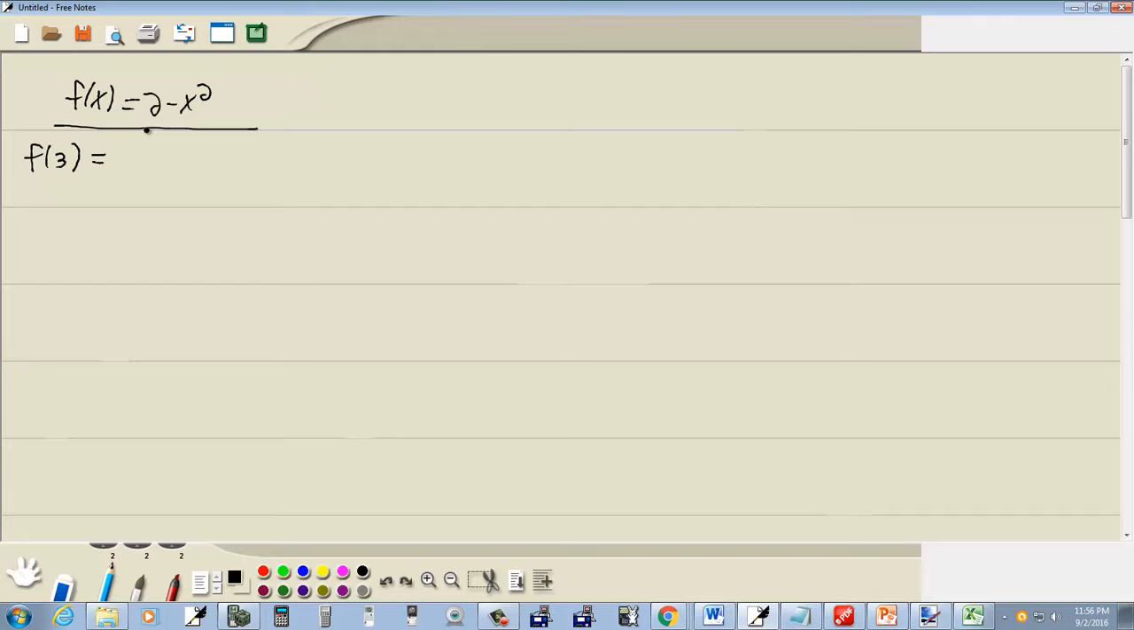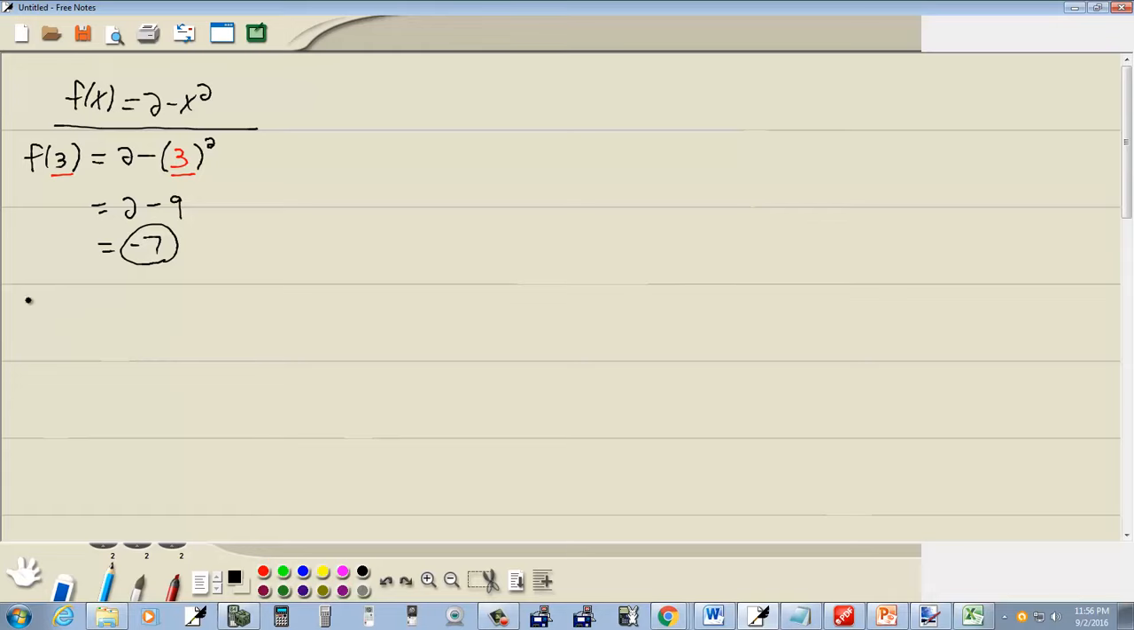We go through and replace our x with sets of parentheses. Everything else stays as is. So we got 2 minus, and I replace the x with a set of parentheses, and then the squared. Now whatever's inside the parentheses right here is automatically what goes here. So put a 3 in there. So we got 2 minus 3 squared is 9. And 2 minus 9 gives us negative 7.